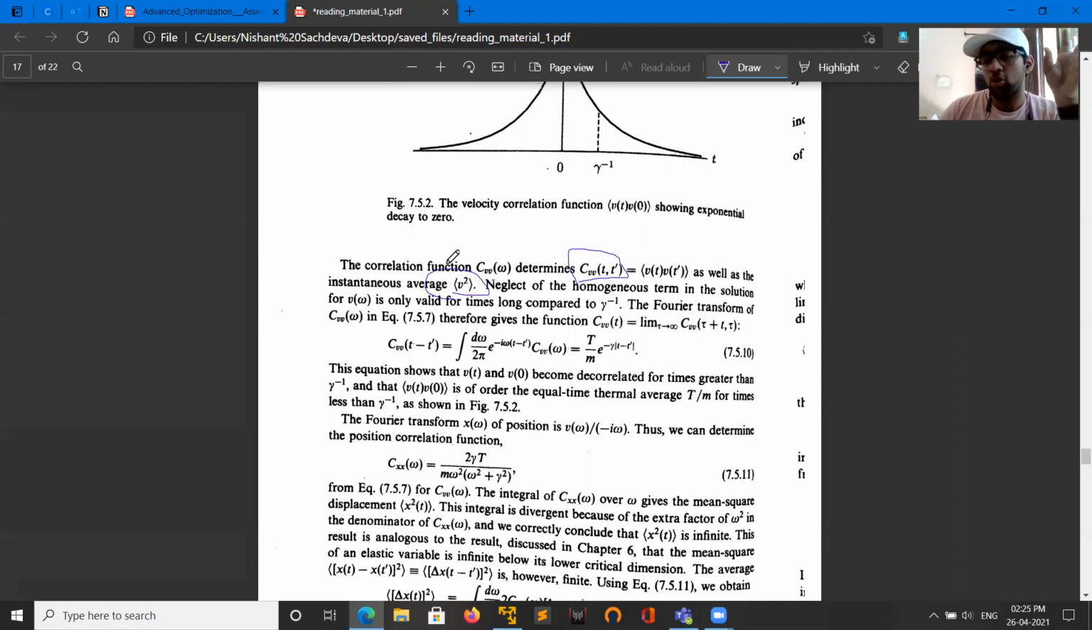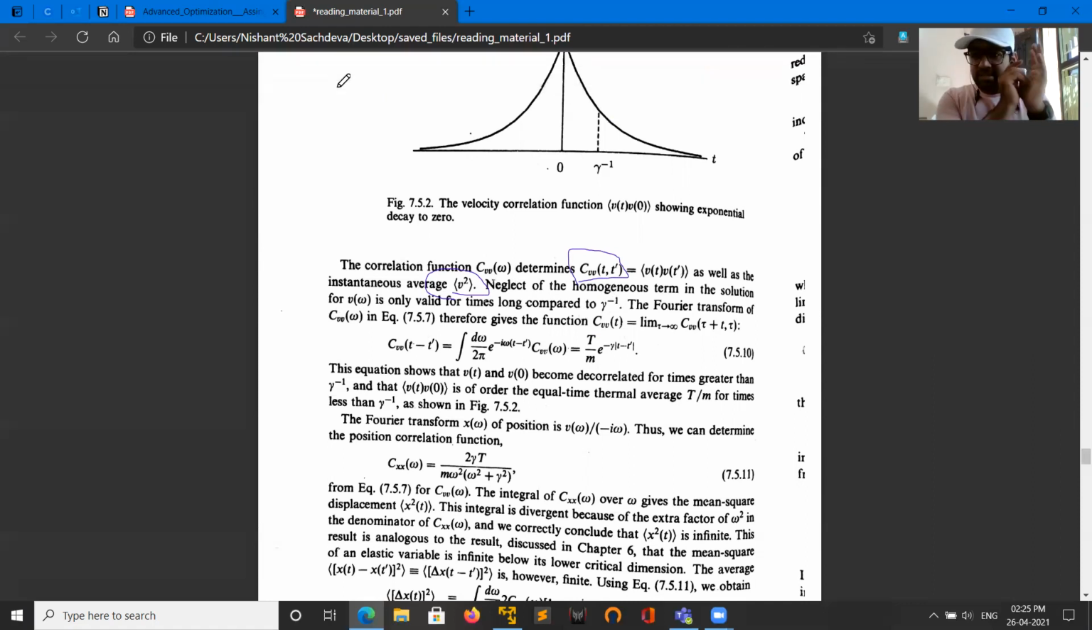Now, neglect of the homogeneous term in the solution for v of omega is only valid for times long compared to gamma inverse. Remember that steady state comes long after the initial state. So that time has to be there. The t has to be long enough, much bigger than gamma inverse. Gamma inverse is the measure of time it takes to come to steady state.